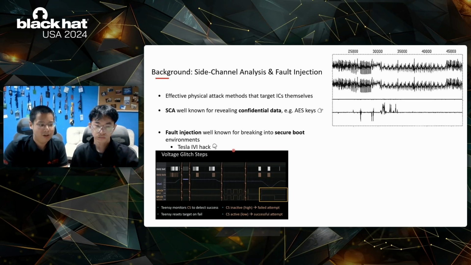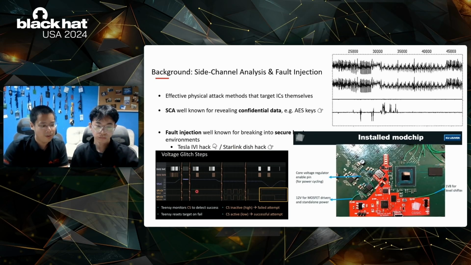As we can see here, an example is the Tesla hack, which was presented at Black Hat a couple of years ago, in which the attackers used voltage fault injection to break into the secure boot and unlock a paywalled feature. The other example is a Starlink dish hack, in which the investigators also used a fault injection method to bypass the secure boot and run their custom code on a Starlink dish.